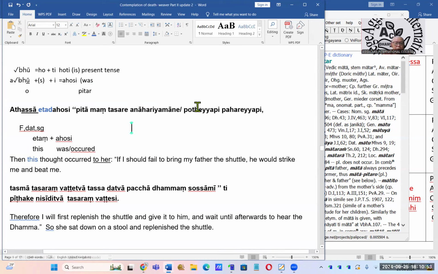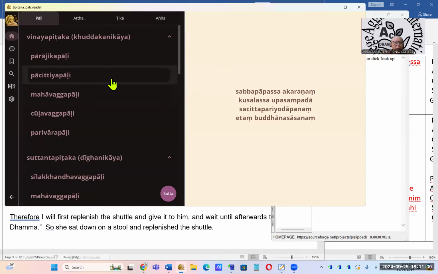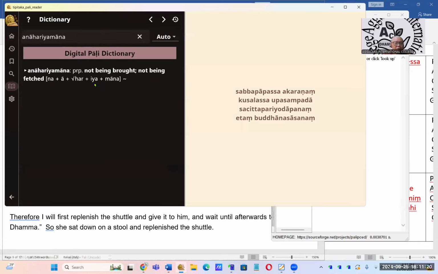So this will be a verb. It's actually made of a few things together. So we cannot find it here. If you copy it and minus the last one, and you cannot find this dictionary, look for another dictionary that you can find. This Tipitaka Pali has the Myanmar dictionary, which has more than 80,000 entries. Na plus a plus har, iya, mana. So it's actually a few things together.